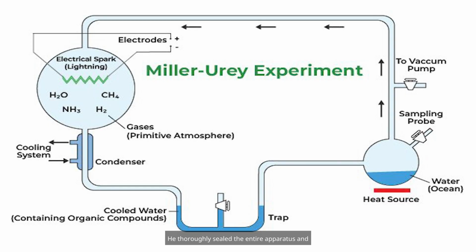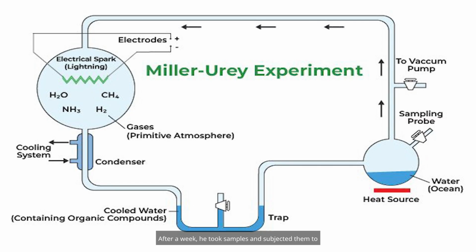He thoroughly sealed the entire apparatus and sterilized it before the experiment to eliminate any ever-present bacteria that could otherwise distort his results. Instead, he let everything run. After a few days, the water turned yellow, becoming a kind of soup. And that was the moment Miller had been impatiently waiting for.